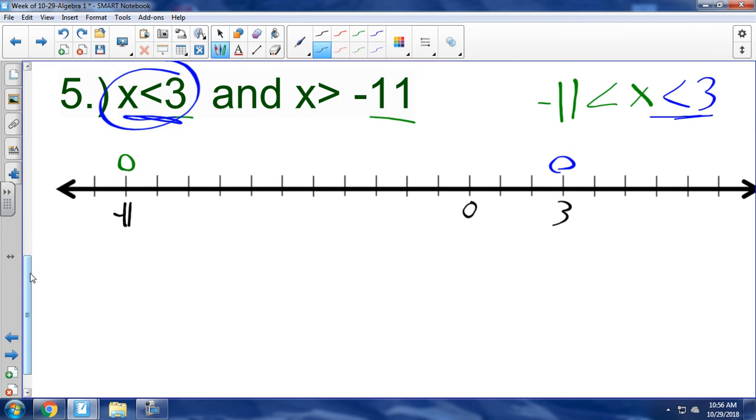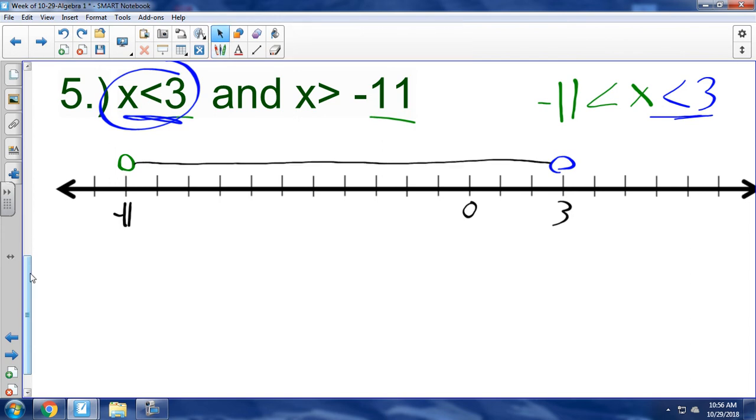And we just want to connect everything in between because we want to go greater than the lower number and less than the higher number. This is what we should be getting. So take a minute, go through that example if you need it.